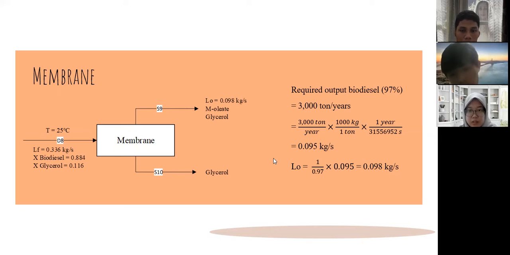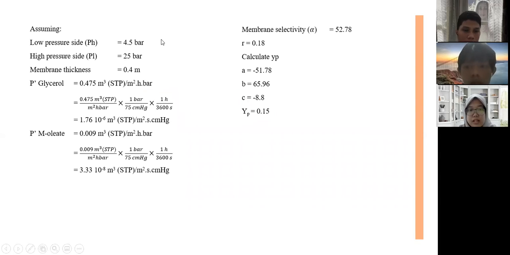So in this project, the required output is high quality biodiesel of 3,000 tons per year, or we can get 0.095 kilogram per second. So the L output we can get from the ratio, so we can get the LO is 0.098 kilogram per second. Here are the assumptions that we use in this process. The low pressure side is 4.5 bar, the high pressure side is 25 bar, and the membrane thickness is 0.4.